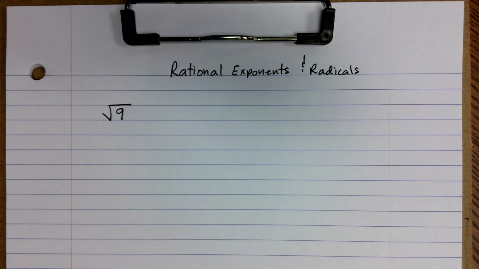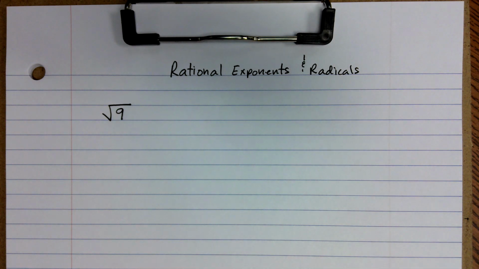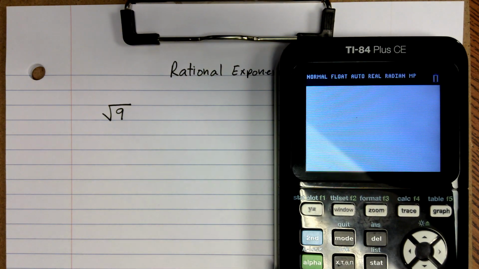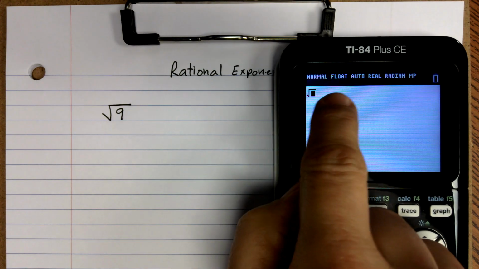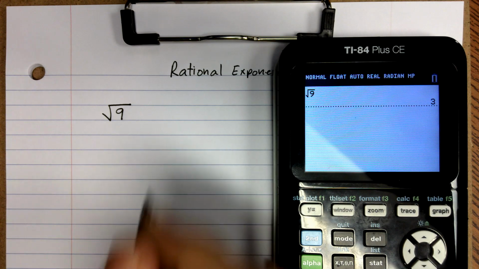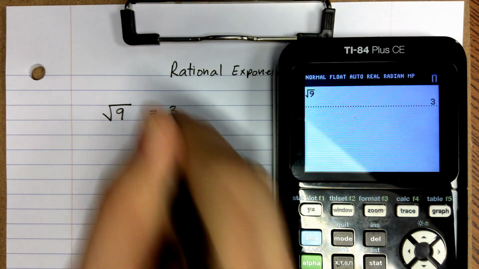In this lesson, I'm going to start off by talking about the relationship between a rational exponent and a radical. And then we're going to go ahead and do our first example. So first of all, if I look at this radical, notice it's taking the square root of 9. And if I were to put that in my calculator by hitting second and x squared to get my radical symbol, and I were to put a 9 in it and hit equals, notice it gives me 3. So the square root of 9 is equal to 3.